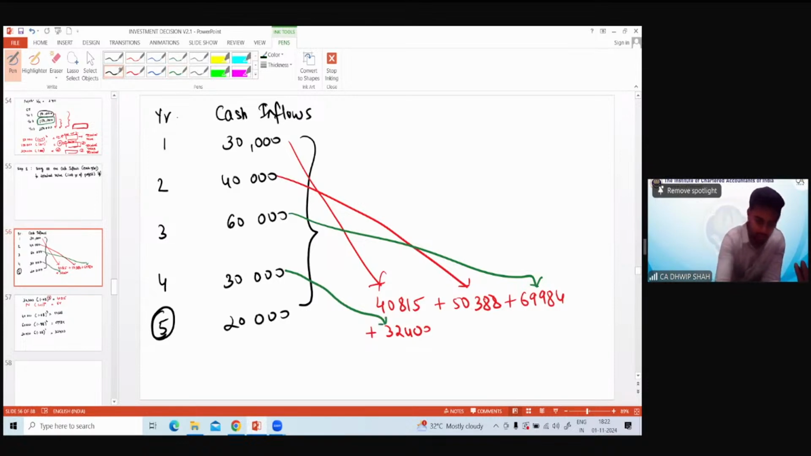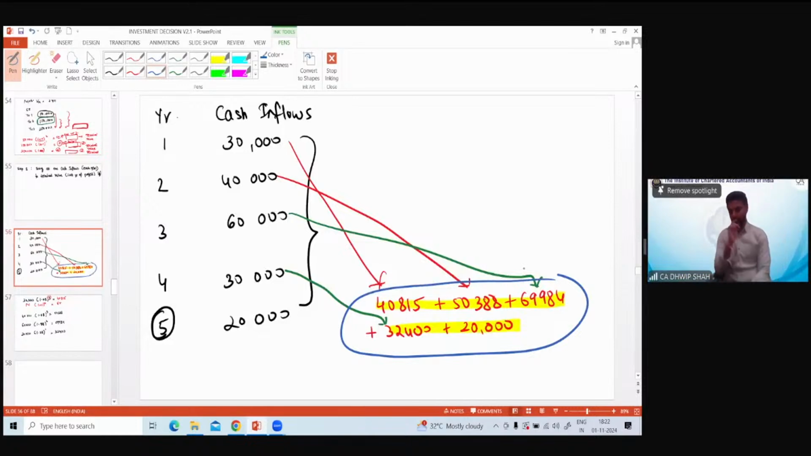And this 20,000 at the end of year 5 will be 20,000 only. Yes or no? 20,000 at the end of year 5 would be amounting to 20,000 only. So can I say my terminal value cash inflow is the sum of all? This is my terminal value cash inflow. I am bringing all the cash inflows to a terminal point. Are you getting this? Understood till here?